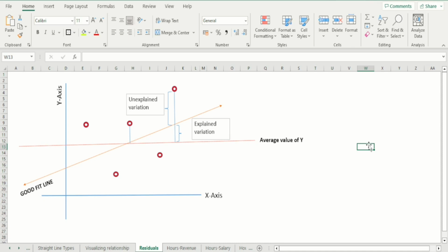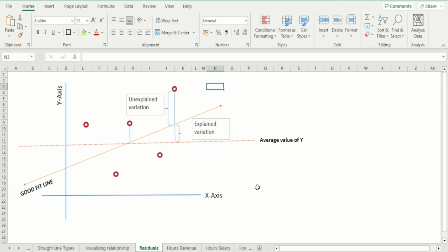So basically, remember that this blue line out here tells us about the total variation. The total variation has two parts. The explained variation, which is nothing but the difference between the average value of y and the predicted value. And then you have the unexplained variation, which is nothing but the difference between the predicted value and the actual value right here as given by this data point. This is the unexplained variation. So the sum of these two variations is your total variation.